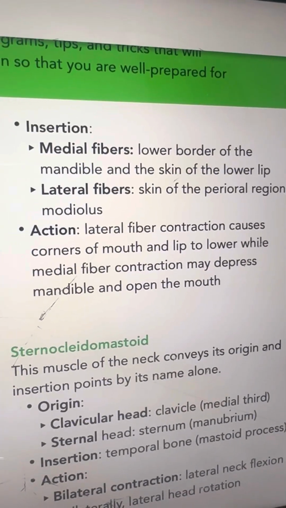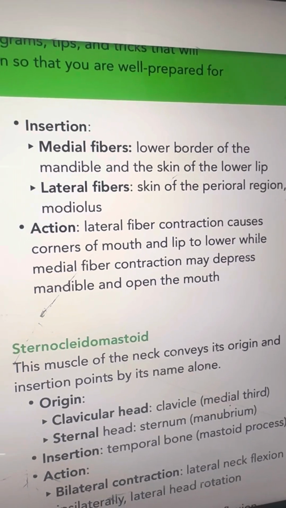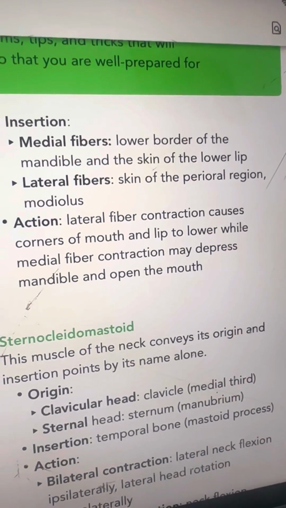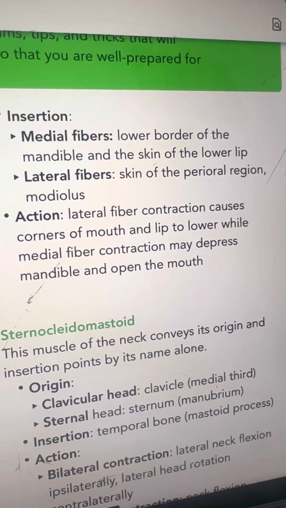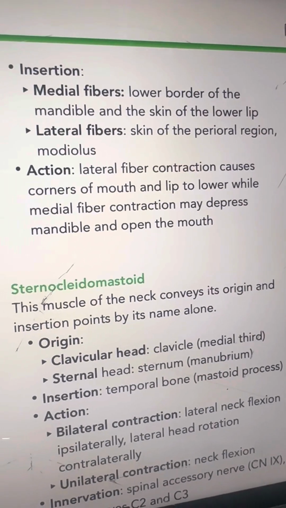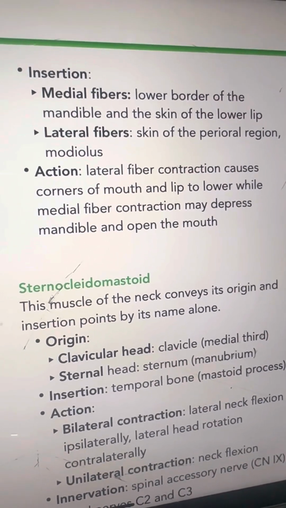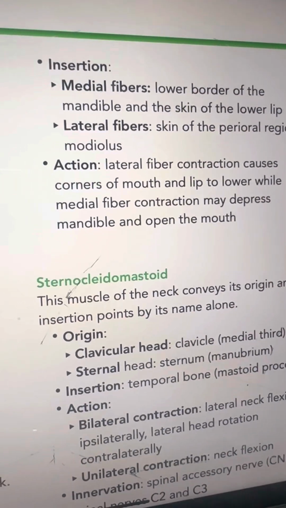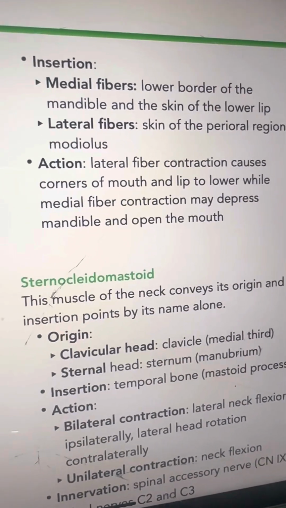Medial fibers, lower border of the mandible and the skin of the lower lip. Lateral fibers, skin of the perioral region, modiolus. Action: lateral fiber contraction causes the corners of the mouth and lip to lower, while medial fiber contraction may depress the mandible and open the mouth.